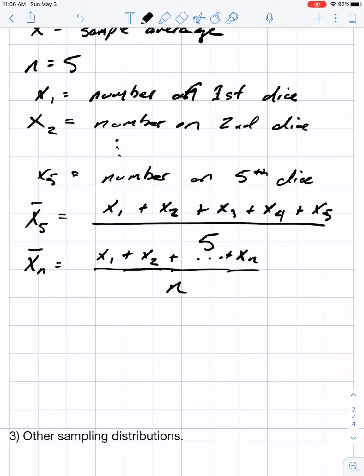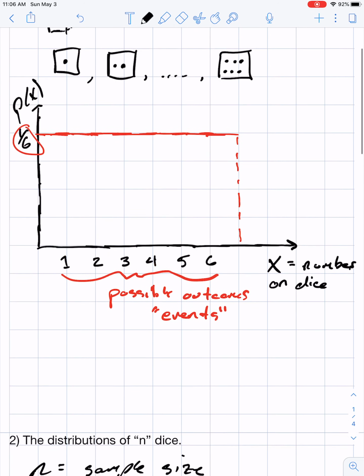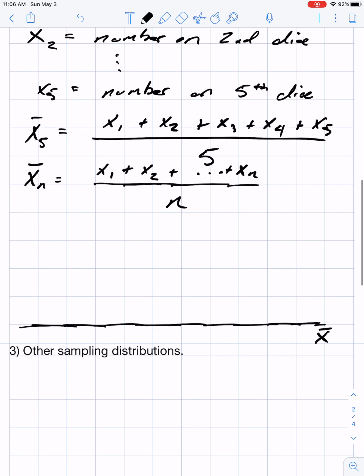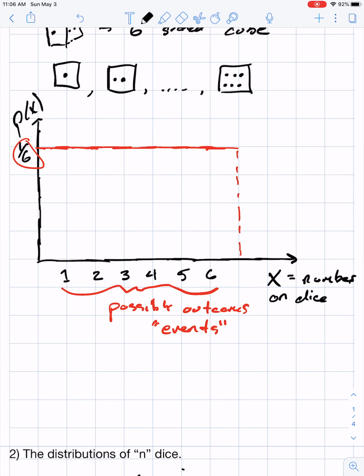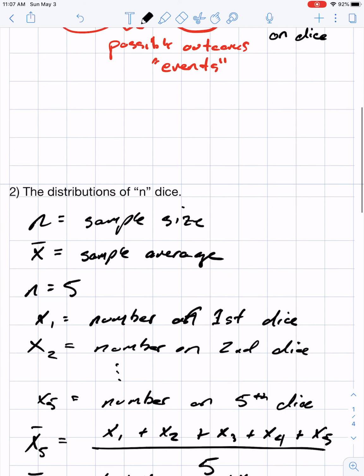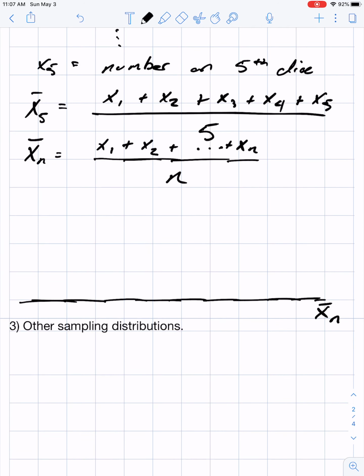But now let's think about what the sampling distribution of x bar is going to look like. So x bar is different, right? X was just the number on a single die. X bar n is going to be the average of a bunch of different rolls. So I'm not even going to draw the y-axis anymore, but just keep in mind that when I'm drawing these distributions, the thing that's always represented on the vertical axis or the y-axis is the probability of those different events occurring. So let's just start thinking about, well, what if we add 5 die?